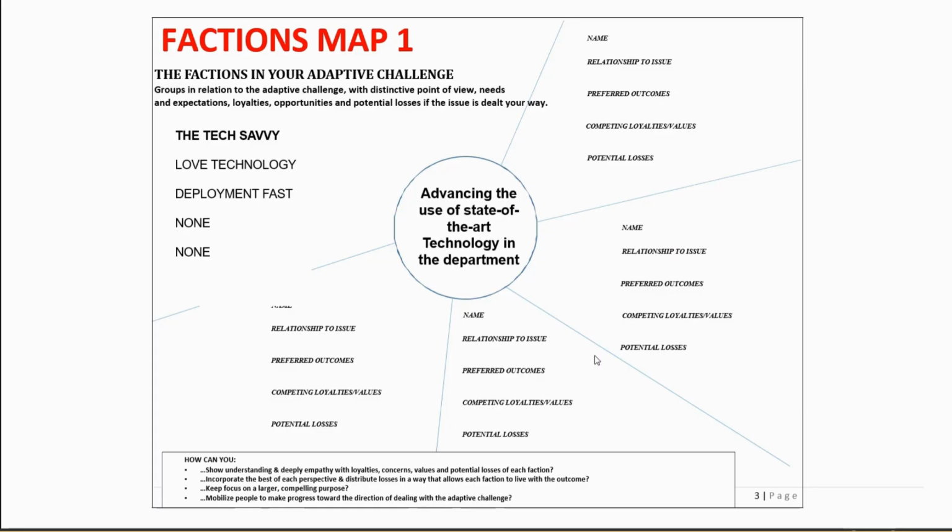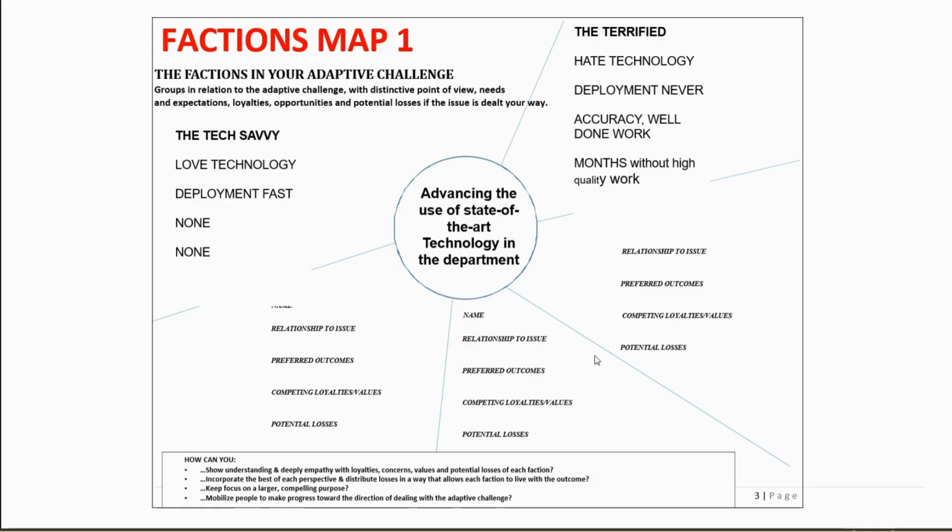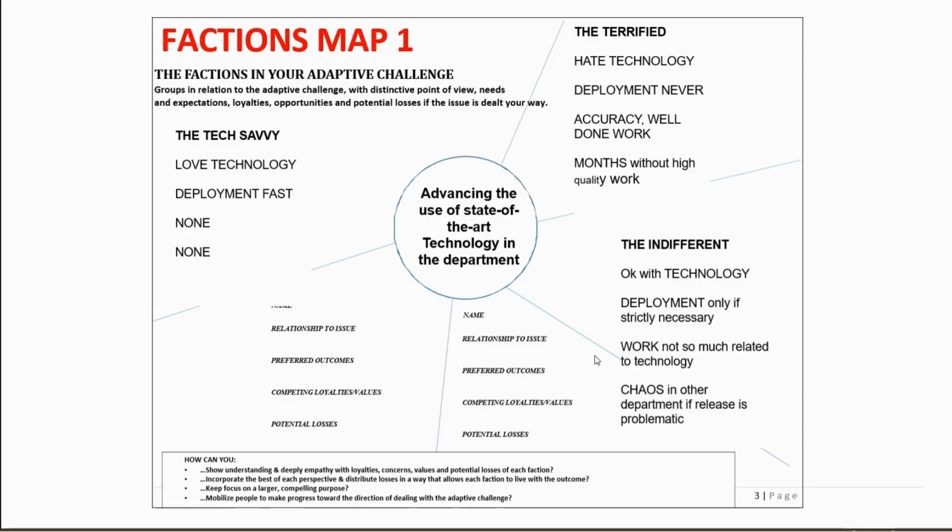You may identify, for instance, the tech-savvy, people that love technology, that want a deployment and want to do it fast. You may identify the terrified, that hate technology. They don't want a deployment. Their competing loyalty is accuracy, doing well-done work, and their potential loss is months without high-quality work.